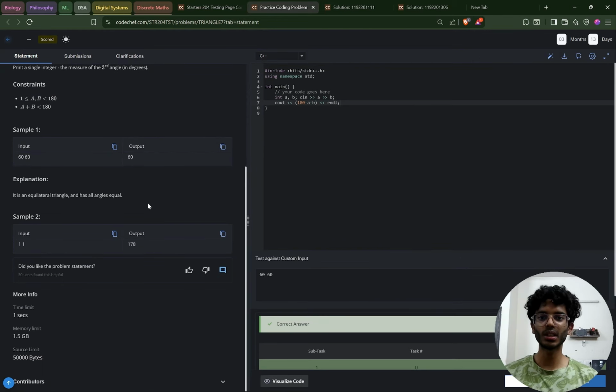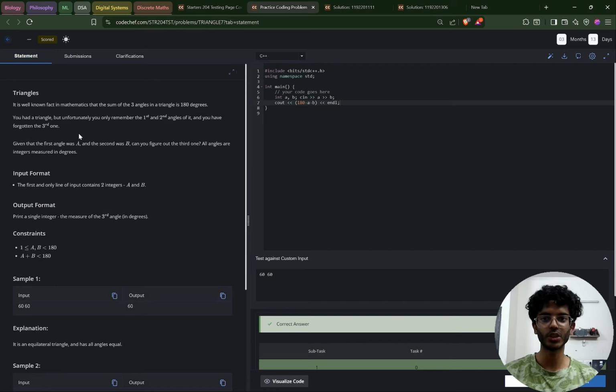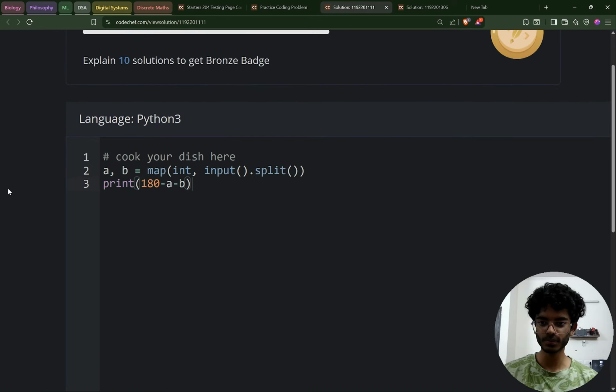Now, in general, for a solution, all we need to do is print 180 minus a minus b, which would be the answer. So let us see the solution in Python first.